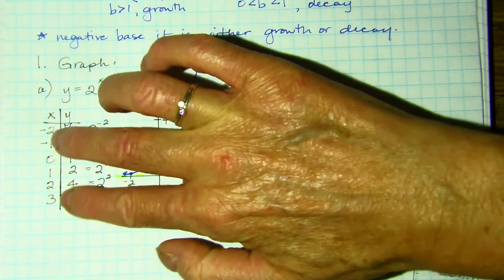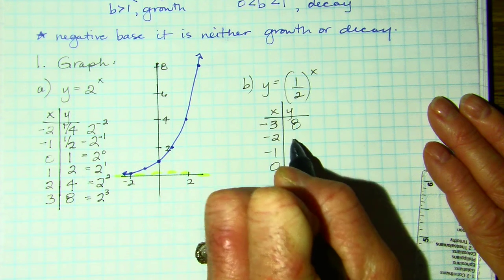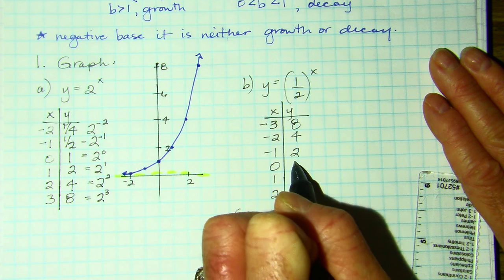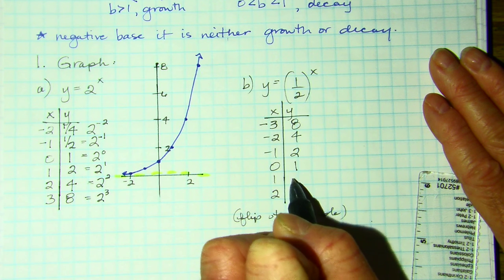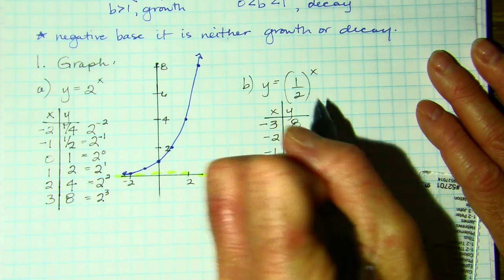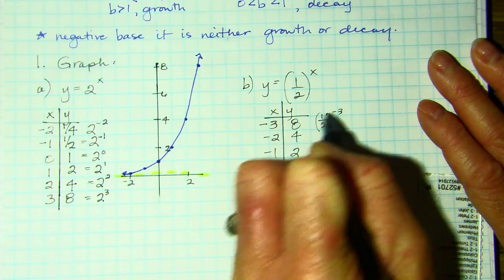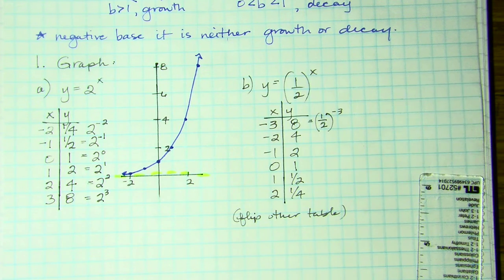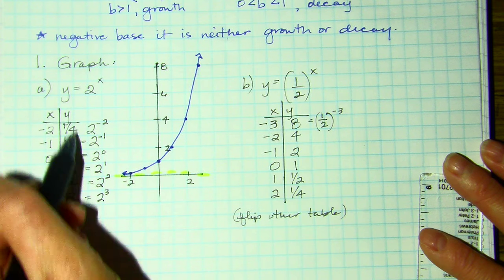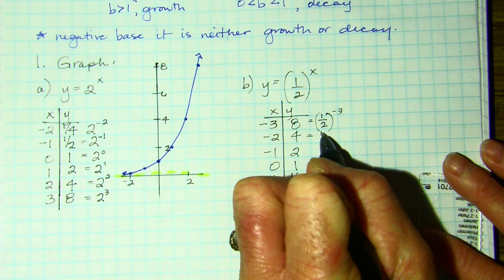And I want you, I've flipped the table over, and notice I'm going to flip my y values. So 8, 4, 2, 1, 1/2, 1/4. Okay, so 1/2 to the -3rd. I flip it over, right? And then the exponent becomes positive. So it's the y values flipped. Okay, so I hope you can see that.